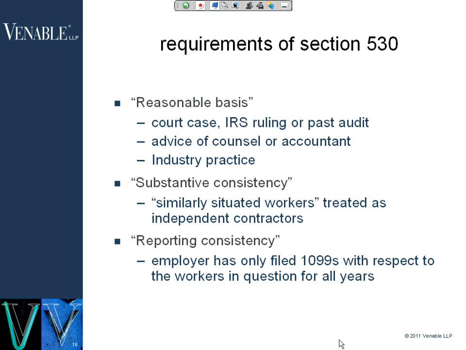Reasonable basis means if you call this worker an independent contractor but had a reasonable basis for doing so based on a previous IRS audit, a court case, advice of counsel, industry practice, then you meet the reasonable basis. The substantive consistency, do you have all of the workers who are similarly situated, are they all treated the same? Are they all treated as independent contractors? Are they all 1099'd? You don't have some who are getting W-2s. The reporting consistency piece. If they meet those factors, then it's possible that the Section 530 relief is available.